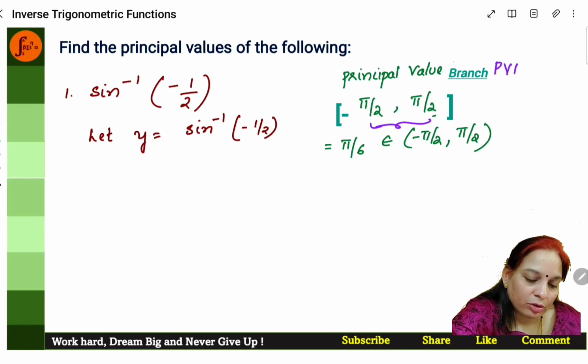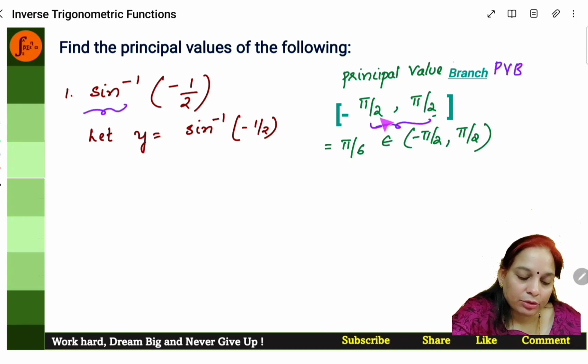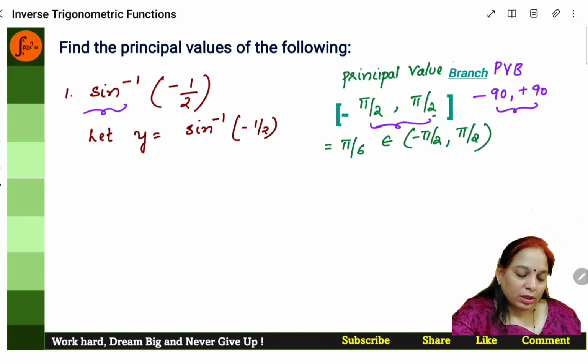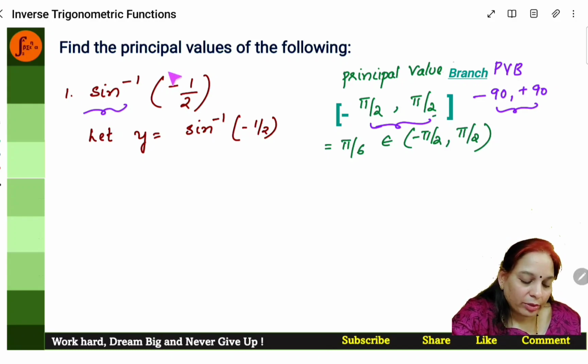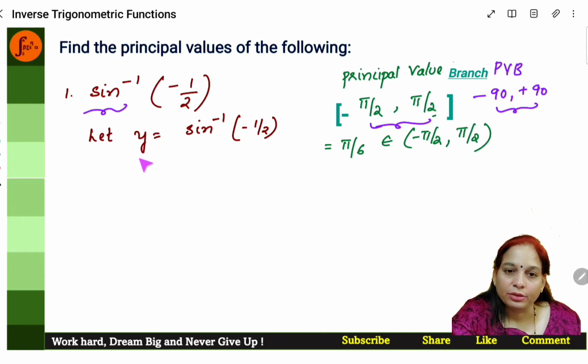What is the principal value branch for sine inverse? It is minus pi by 2 to plus pi by 2, or minus 90 to plus 90. This is the principal value branch. Now, what we will do is assume this entire trigonometric expression and assign it to y.